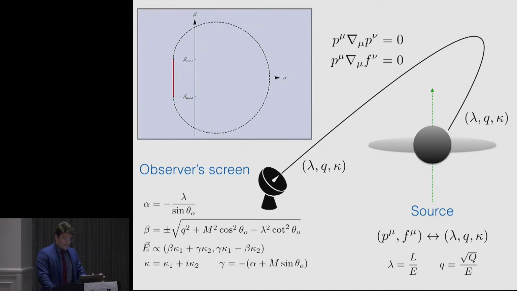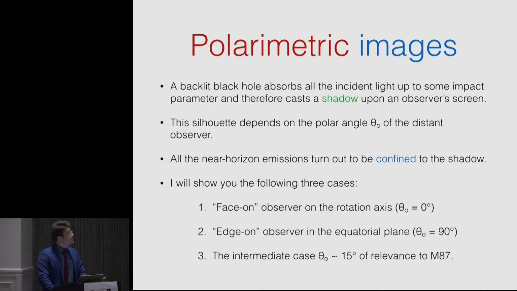And so now I'm going to skip to the results. What are the polarimetric images? What does it look like? So the first thing to say is that a backlit black hole absorbs all the incident light up to some critical impact parameter and will therefore cast a shadow upon the observer screen. So this is a fact that probably all of you are familiar with. And the shape of the silhouette depends on the polar angle theta at which the distant observer rests.